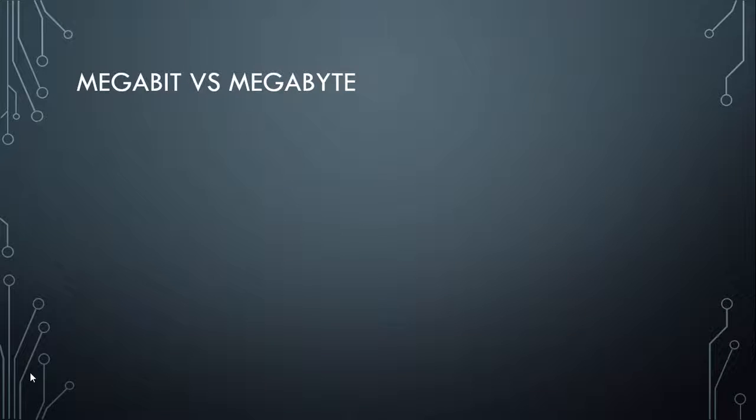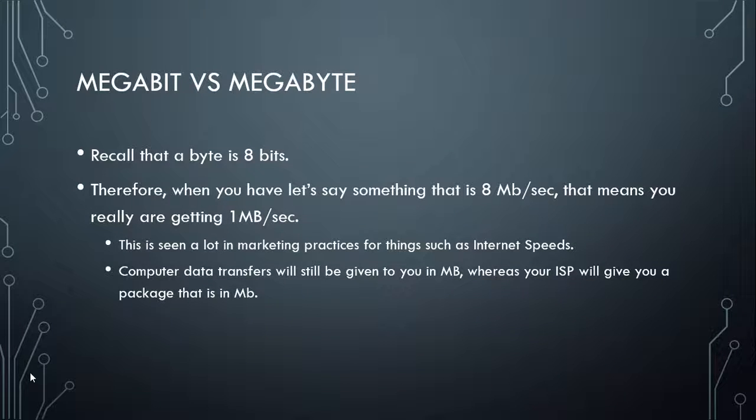And if you recall, that could make a difference here because a byte is 8 bits. So if a byte is 8 bits, a megabyte has to be 8 megabits. So a megabyte is bigger than a megabit. Therefore, when you have something that says, for example, we're going to give you a package that's 8 megabits per second, what it really means is that you're getting 1 megabyte per second.